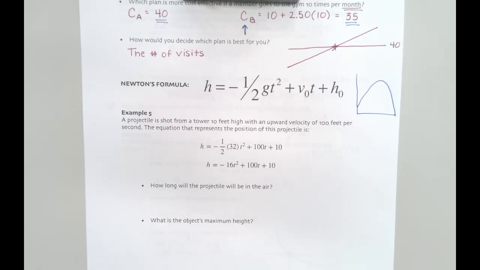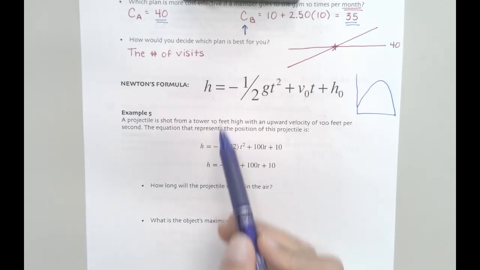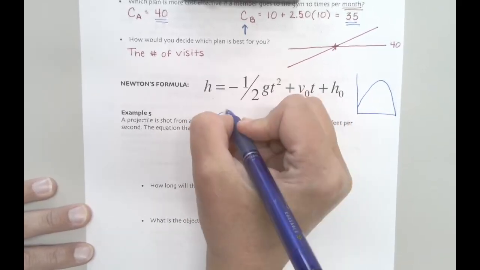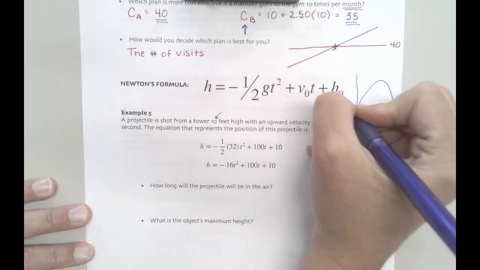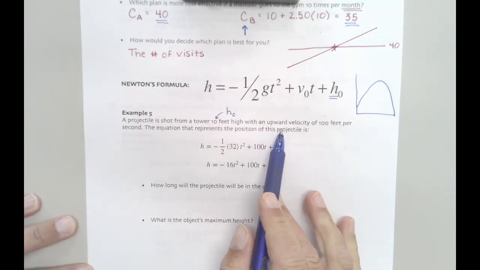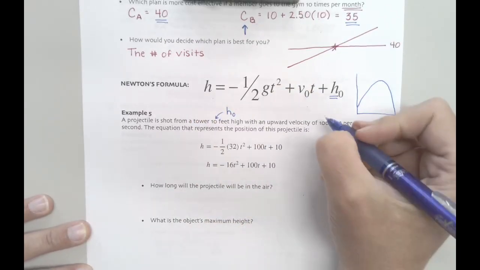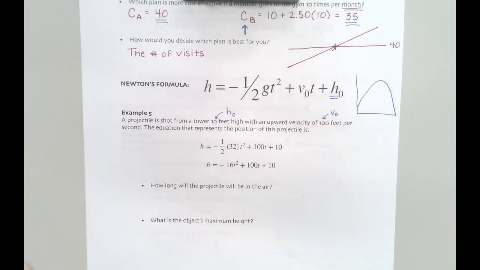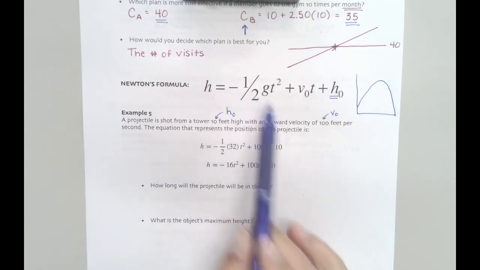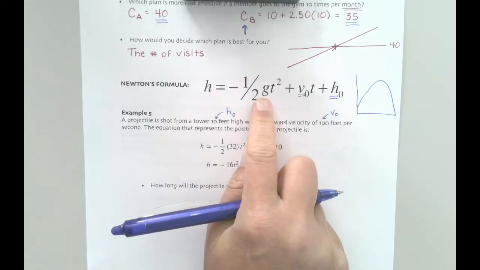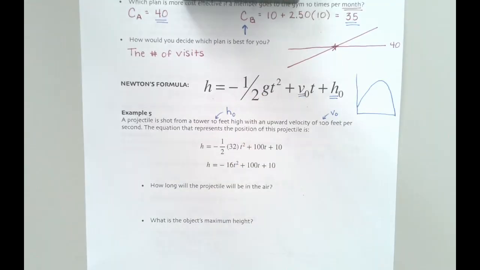So, a projectile is shot from a tower 10 feet high. So this is the initial height of the object. That's what we call h sub 0. So that's this. With an upward velocity of 100 feet per second. So this is v sub 0. The other value for you to understand is this value g. So we've talked about h sub 0, we've talked about v sub 0. Now we need g.